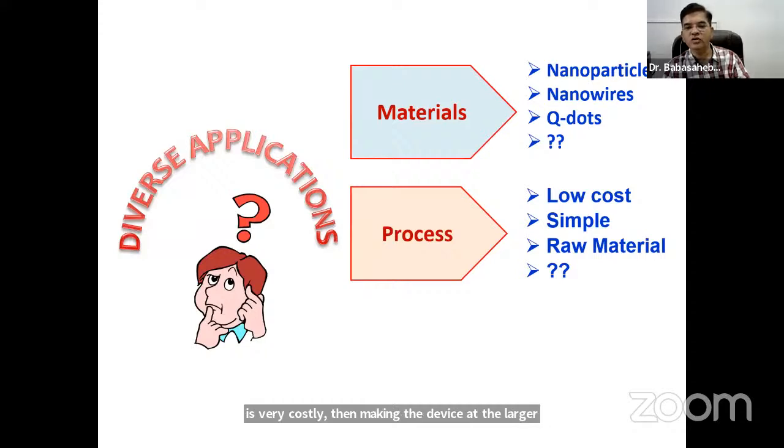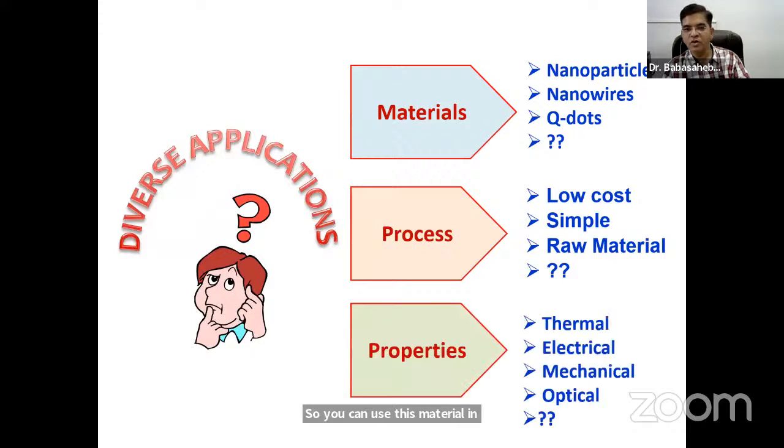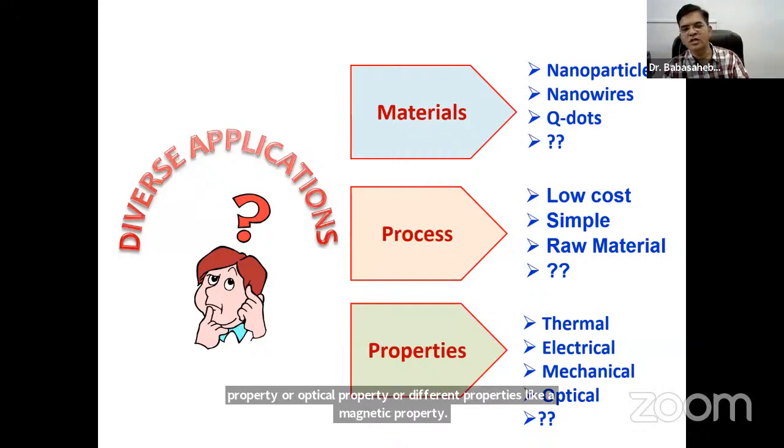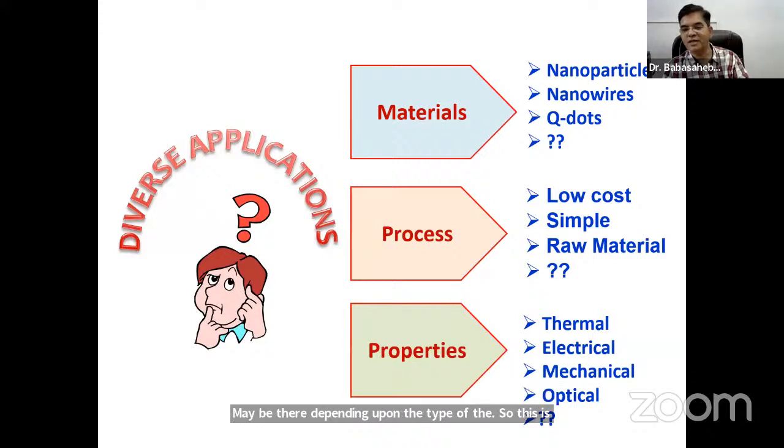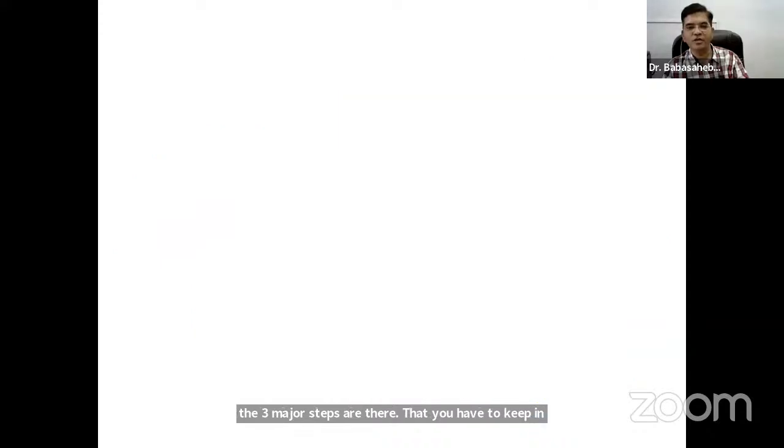So you can use this material in different forms, with a process that is simple, right? But you have to tune the property depending upon the application. I just mentioned that can be thermal property, electrical property, mechanical property or optical property, or different properties like magnetic property depending upon the type of application. So these are the three major steps that you have to keep in mind whenever you are making the material for different applications.